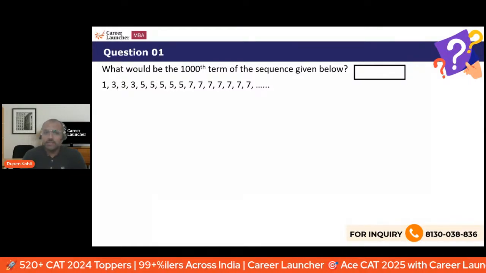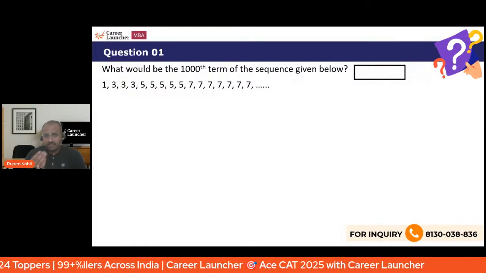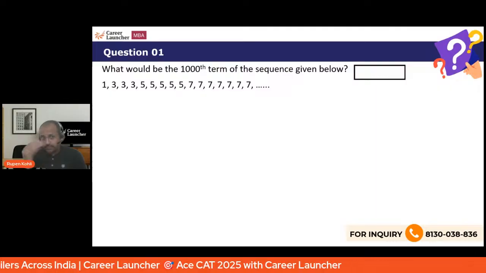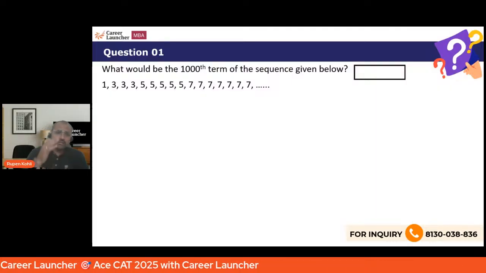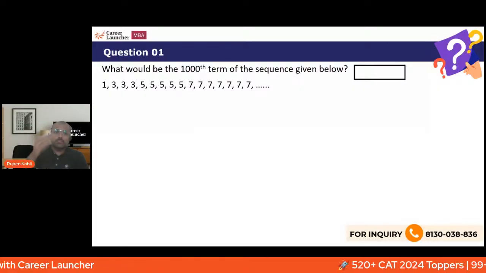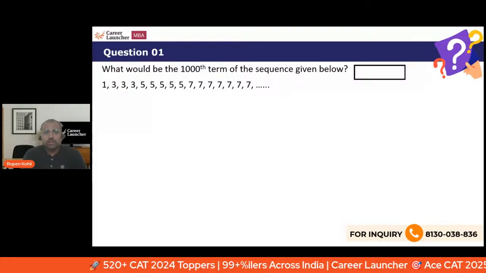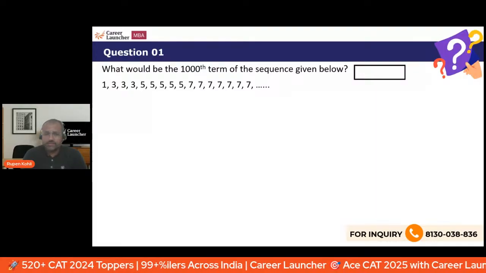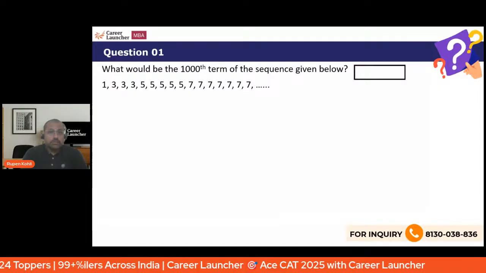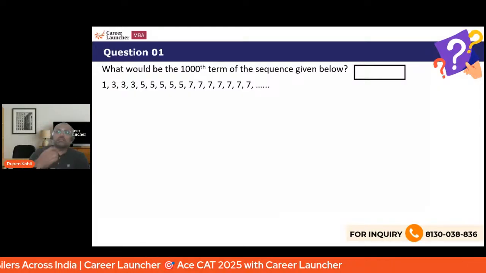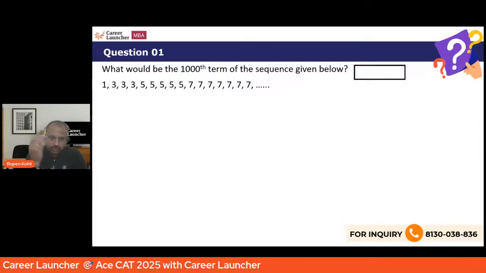A very unconventional question, and such a kind of relation, where we have a certain number repeating a certain number of times, and then it progresses so on and so forth. This kind of sequence question has been asked on this exam quite many times. We have to find the thousandth term of this sequence.